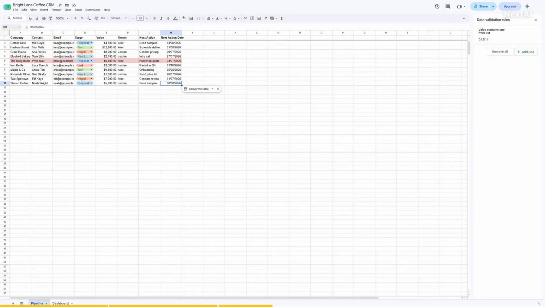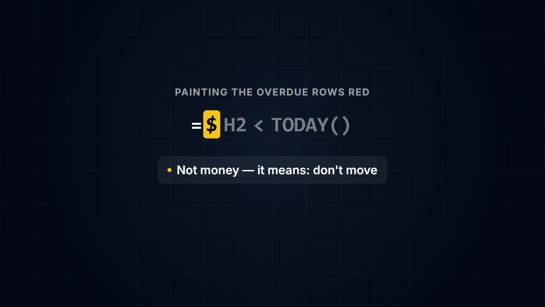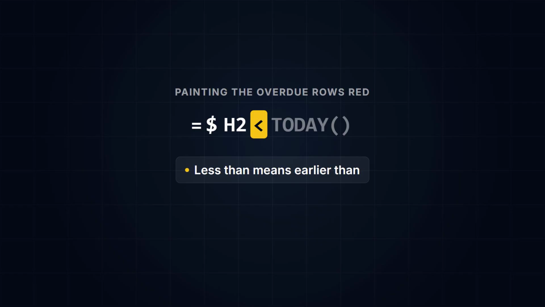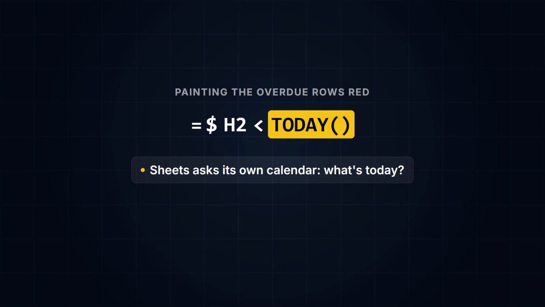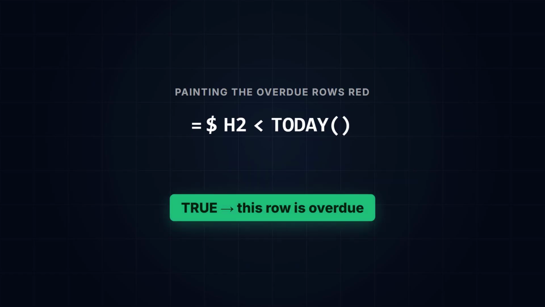Let's slow that down. There are 2 pieces working here, today and that $. Today with those 2 empty brackets is Sheets asking its own calendar what today's date is. Under the hood, a date is just a number, so earlier means smaller, less than today means already gone past. That $ sign has nothing to do with money here. Inside a formula, it means don't move. Picture a finger held on one line of a recipe while your eyes read across the rest. Without it, the test would drift sideways into column I as it moved across each row.